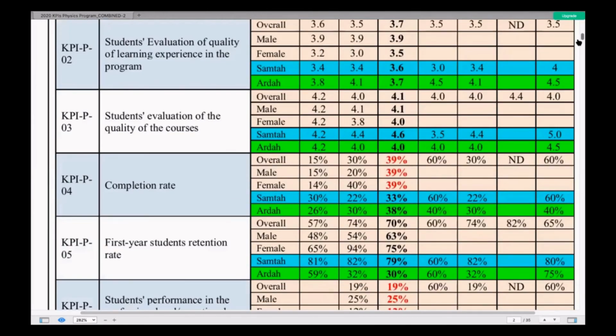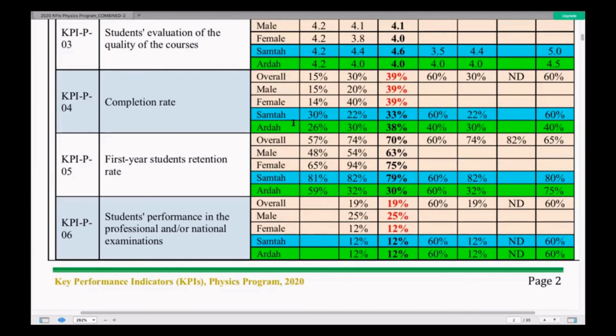So that's why we still need improvement. But first year student retention for this year is quite good, overall 70%. But you see, male retention is a bit lower than female. Arda, okay, needs improvement.